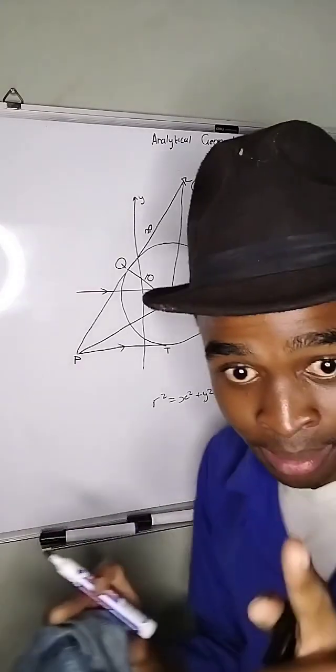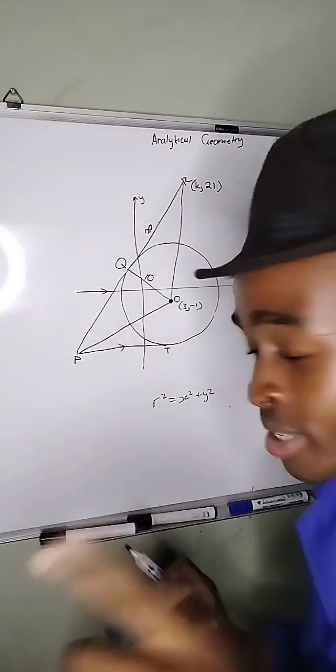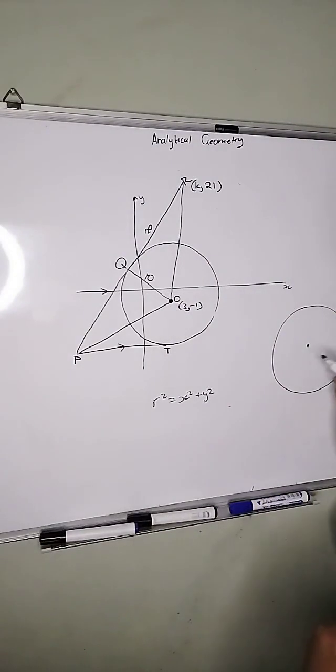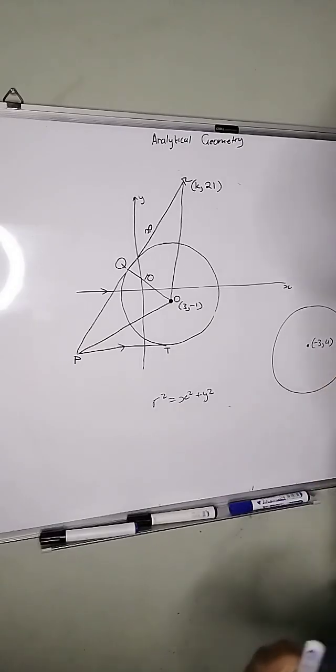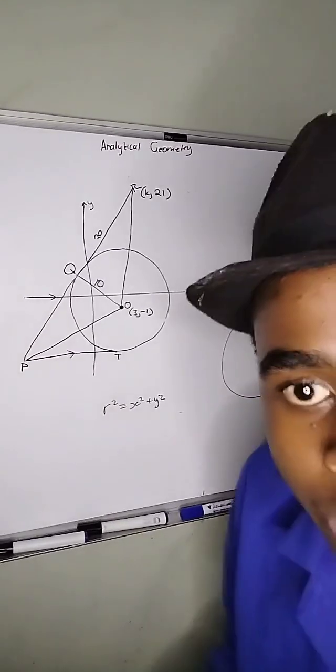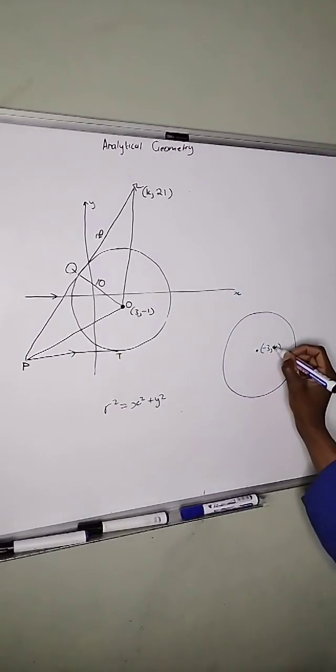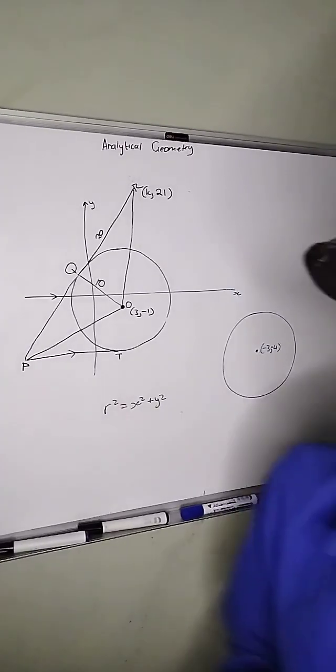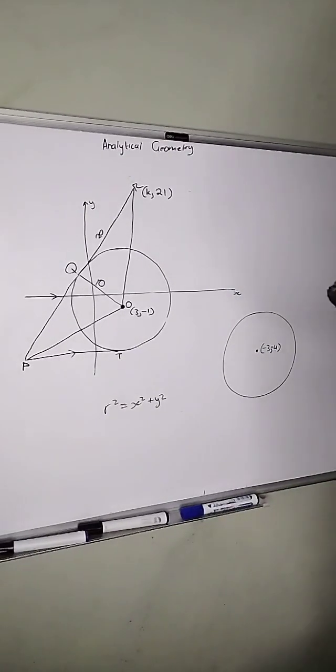I want to show you something. Now, if the center is negative 3, negative 4, on which quadrant do we have this center? Sorry about that. Negative 3, negative 4. On which quadrant do we have this center?